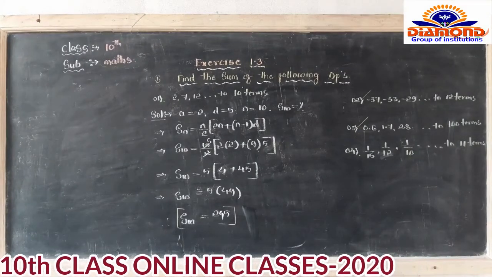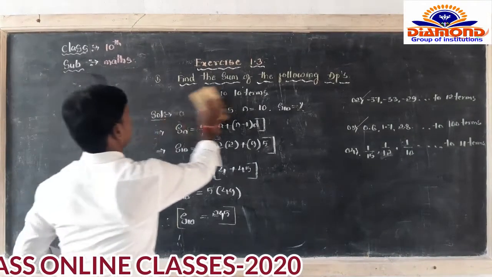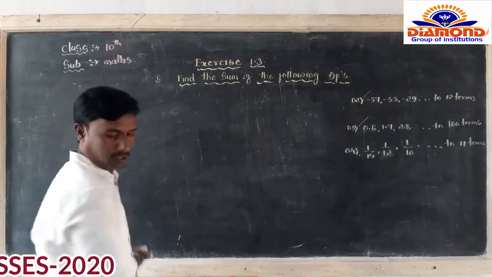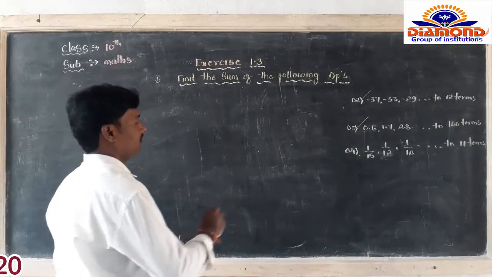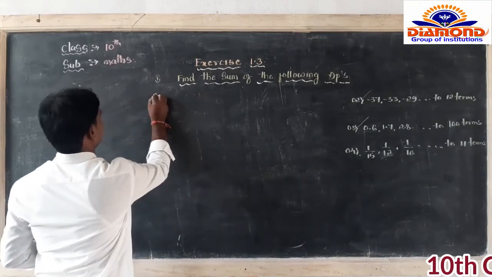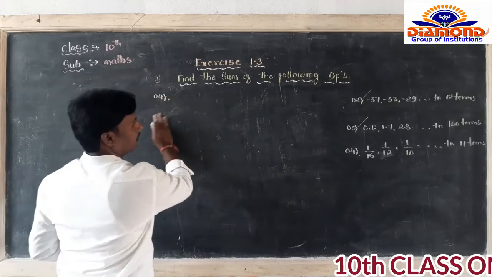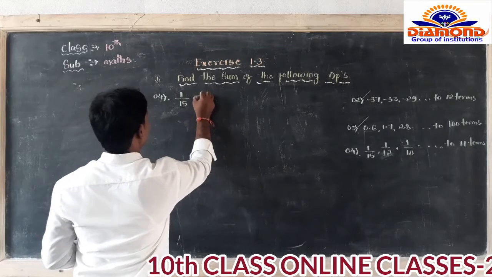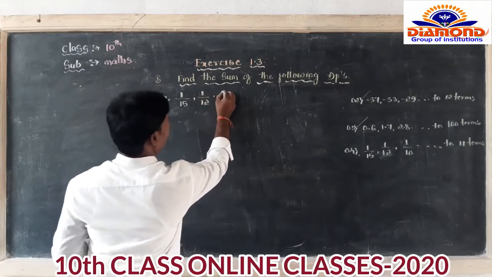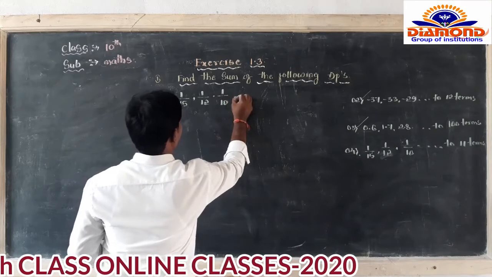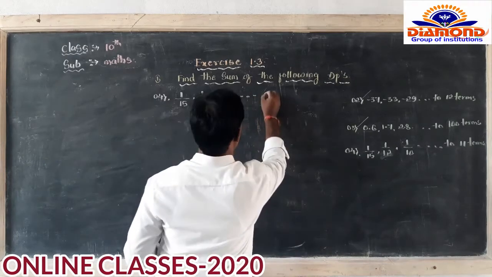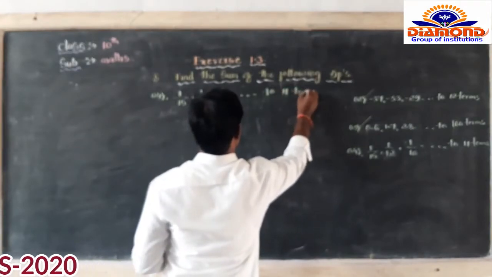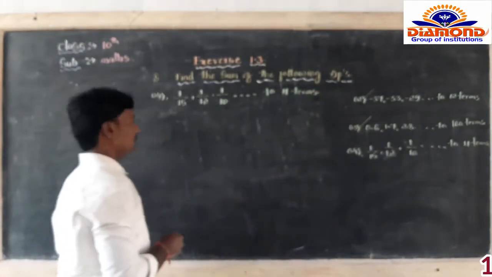Example number 4 is there. I thought you understood this first question. Now we are going to question number 4 on this page. What is given? 1 upon 15 given, and comma 1 upon 12 given, and comma 1 upon 10 given, and so on to which term? 11 terms. 11 terms. Okay, dear students.